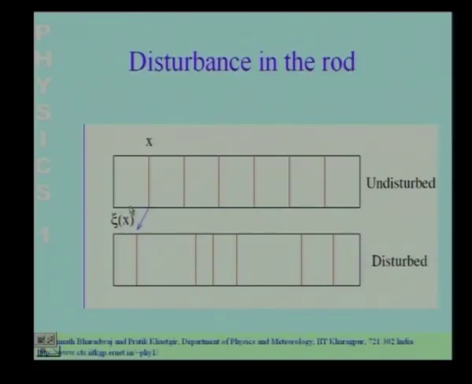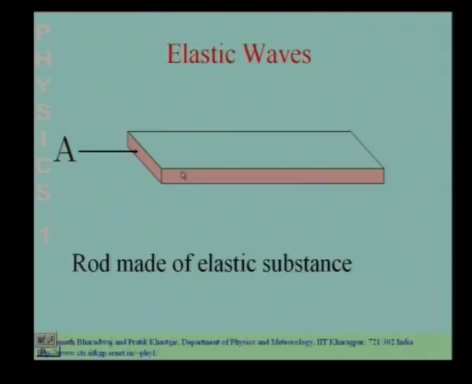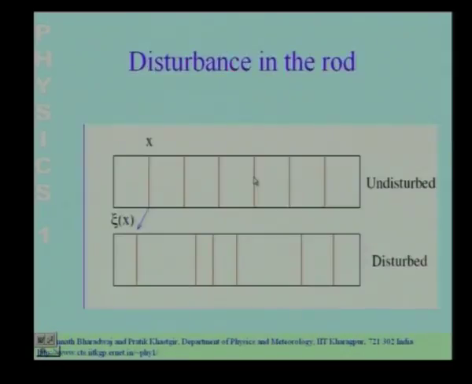So what I have shown you here is that we have drawn lines at equal intervals along this direction of the rod, and because of the disturbance that we have introduced, possibly by tapping it at one end or whatever means, these lines have got moved around and the different elements have got compressed or rarefied.